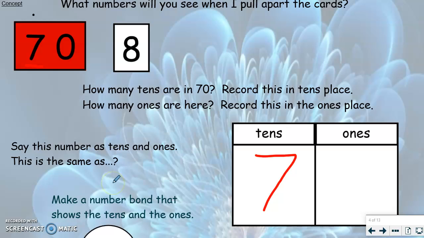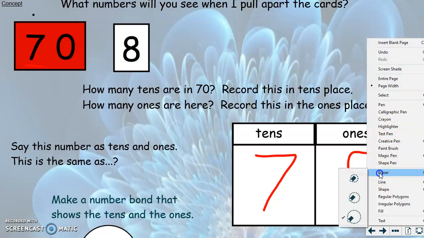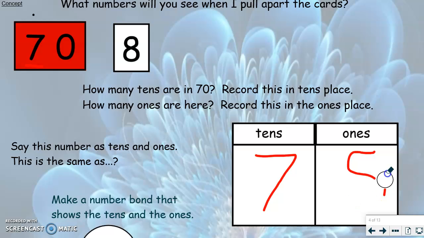All right. How many 1s do we have? 8. We have 8 1s. Whoa, look at that. Okay, that's crazy. Let's fix that really quick.